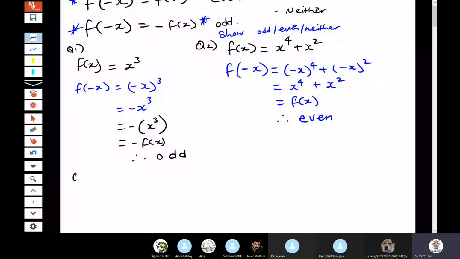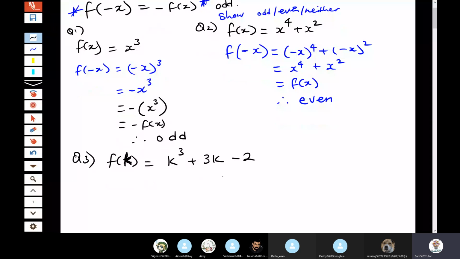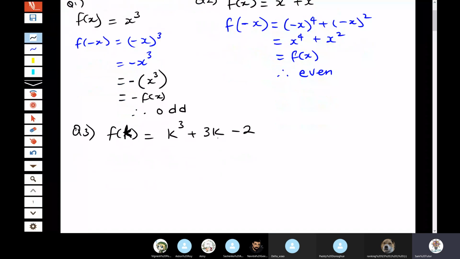Question 3. I'll take it up a notch. You can do this one, and if it's all good from everyone, then I'll get you guys doing the ones. Let's make this into a k. All right, f of k equals k cubed plus 3k minus 2.